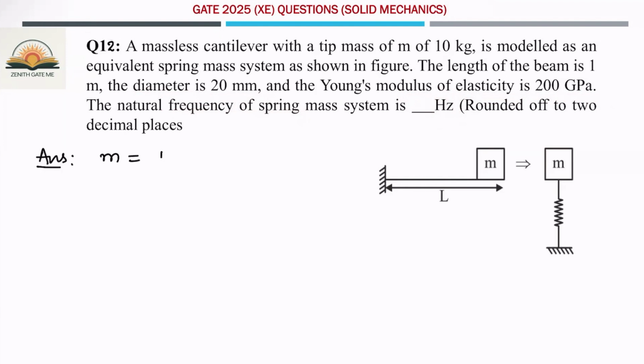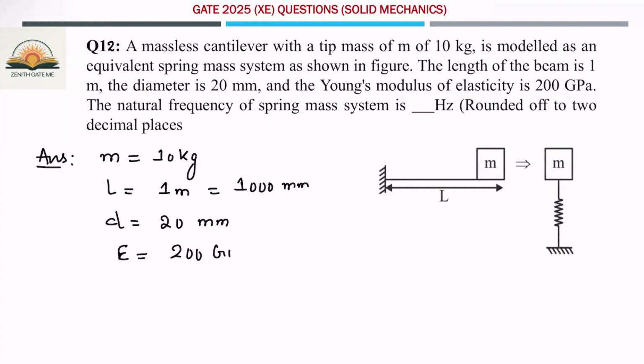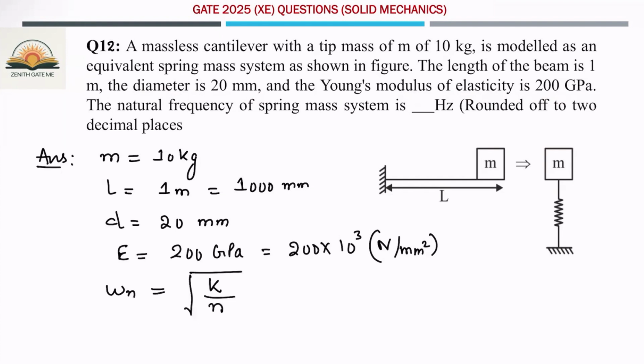The mass is given as 10 kg and the length of the beam is 1 meter, which means 1000 millimeter. The diameter is given as 20 mm and the Young's modulus, or modulus of elasticity, is given as 200 gigapascal, or I can write 200 into 10 to the power of 3 megapascal or Newton per millimeter square. I'm writing all the units in mm only. Now, what is the natural frequency formula? The natural frequency is nothing but root of k by m.